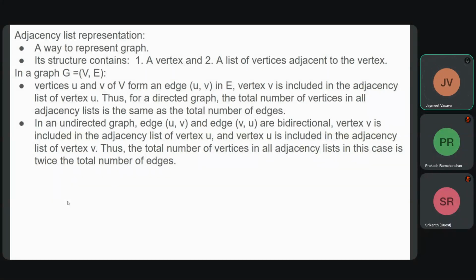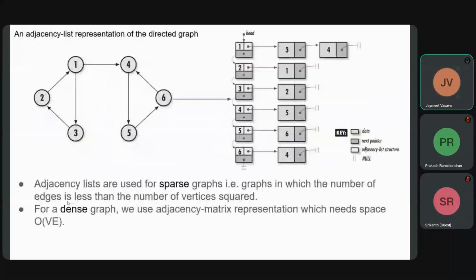In an undirected graph, as you remember, the edges u-v and v-u are bidirectional, so the count is doubled. The total number of vertices in the adjacency lists for an undirected graph will be twice the total number of edges. You can see the graphical representation of an adjacency list, with the graph being represented as an adjacency list.